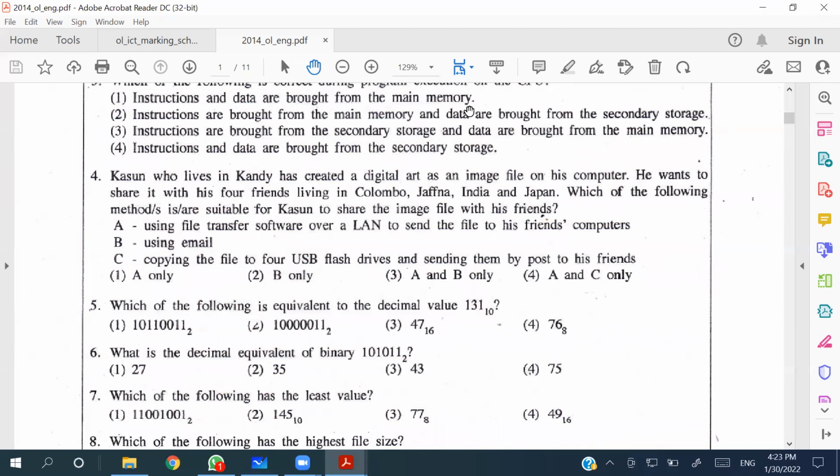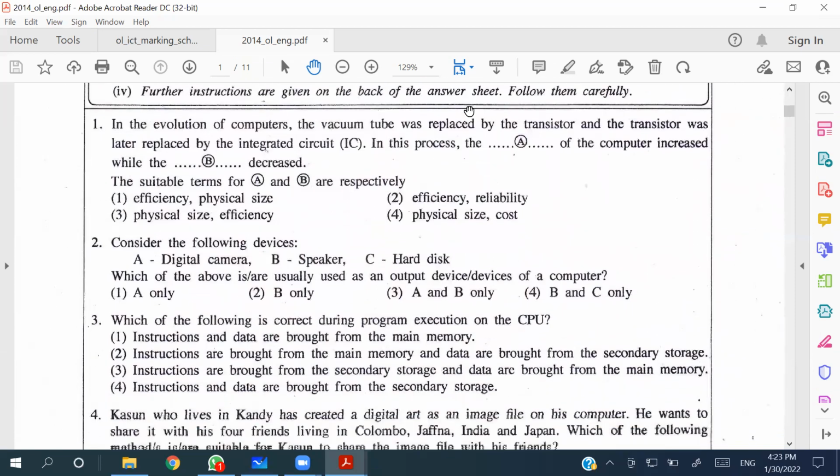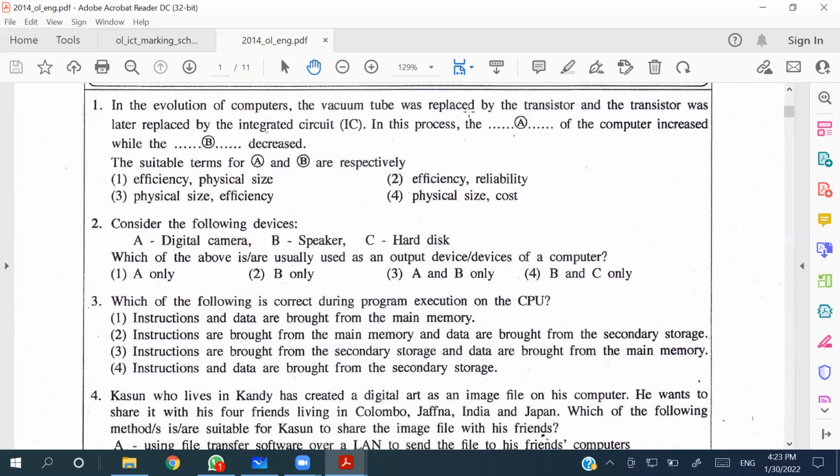So the first question says, in the evolution of computers, the vacuum tubes were replaced by the transistors, and the transistors were later replaced by the integrated circuits. In this process, A of the computer increased while B decreased. So what is increasing? Efficiency is increased, physical size is decreased. So the answer is going to be the first one. Efficiency increased and the physical size decreased.